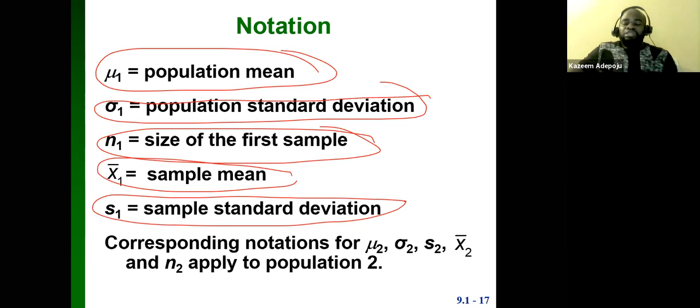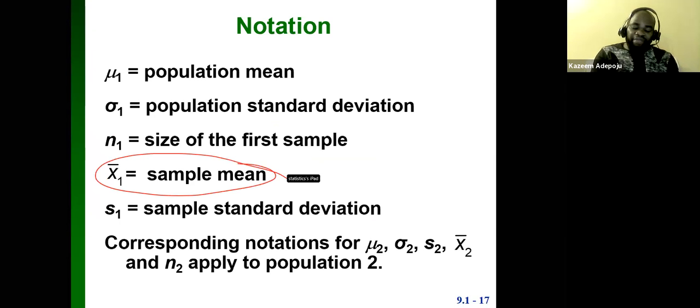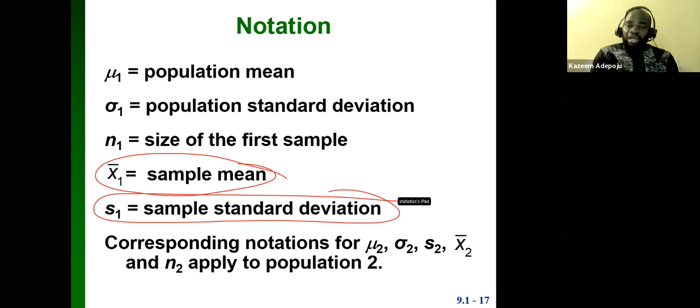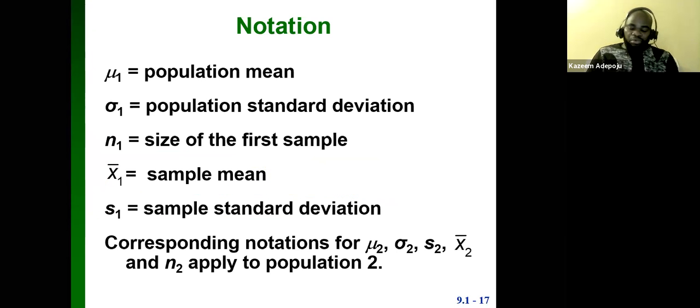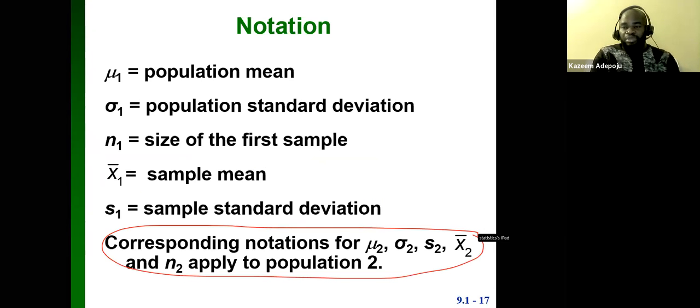Now, in a situation whereby the population standard deviation is not known, it means we are going to estimate our standard deviation. How can we estimate it? Of course, we get that result from the sample. Both the mean and the standard deviation will be computed from the sample, and that is why we call them sample mean and sample standard deviation. We're also going to do the same thing for the second population. What we did to the first population, we do the same to the second population.